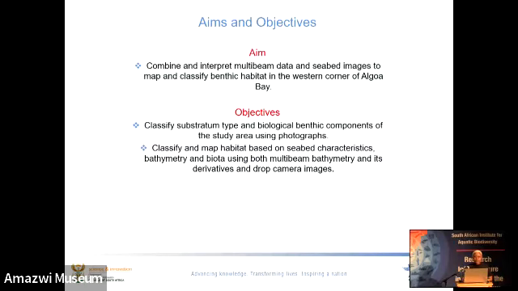I aim to combine and interpret multi-beam data and seabed images to map and classify the benthic habitat of the western corner of Algoa Bay. We'll do this by classifying the substratum type and biological benthic components of the study area using photographs, and then also classify and map the habitat based on seabed characteristics, bathymetry, and biota using the multi-beam bathymetry and drop camera images.